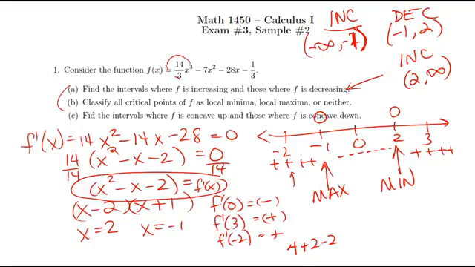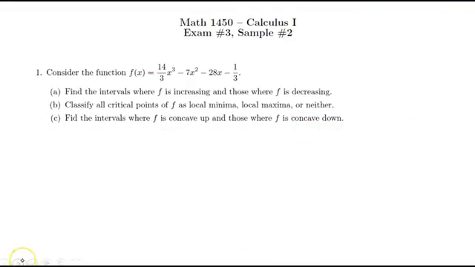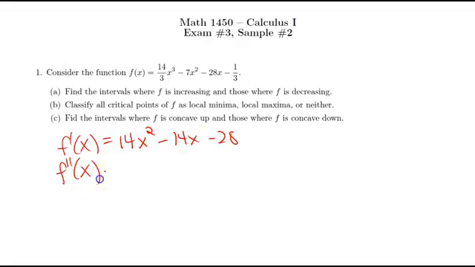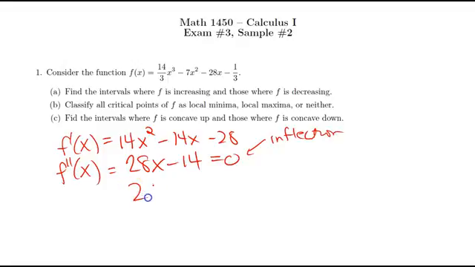Okay? Now it says find the intervals where f is concave up and those where f is concave down. So we need to use the second derivative, right? I'm going to come over to this page. I have it twice here. My first derivative, again, when I simplified it, I'll just leave it like this for a second. That was our first derivative. What does our second derivative look like? It looks like 28x minus 14. Let's set that equal to 0 to find our inflection points. Right? 28x equals 14, divide by 28, x equals 1/2.